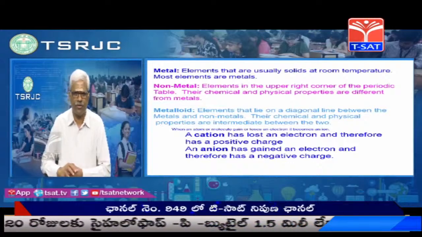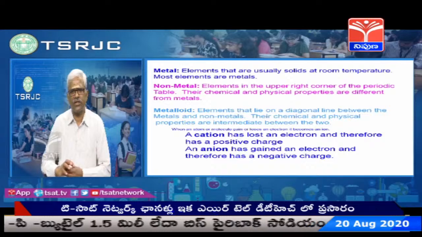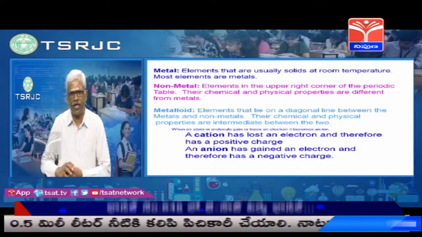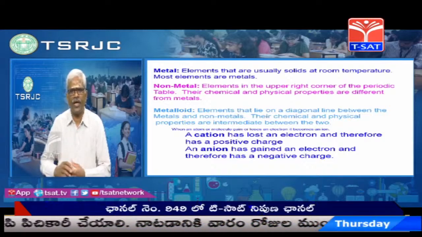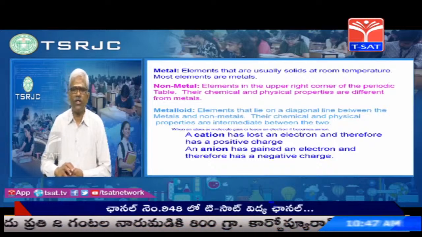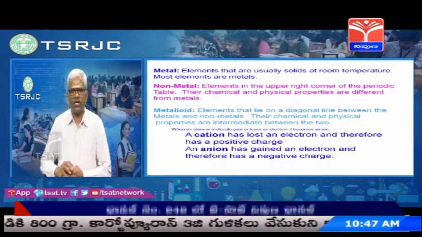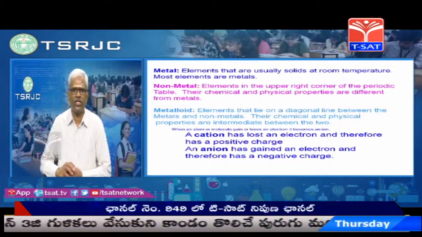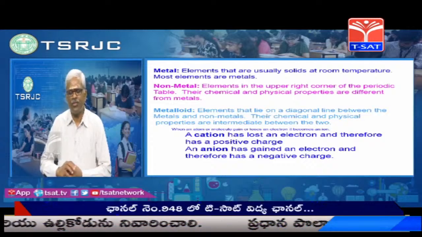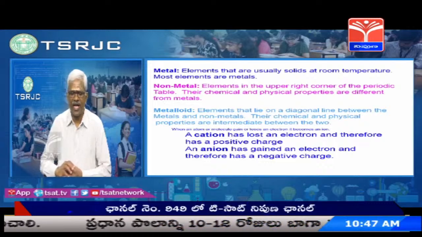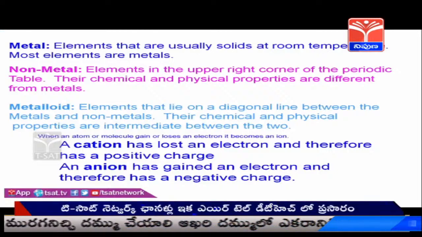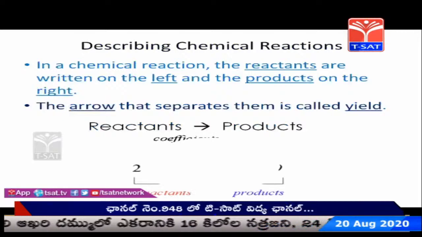For example, mercury. Metal means it is a solid which will make some sound and which can be malleable or ductile. We can make wires from metals. Mercury at room temperature appears to be a liquid, but it is considered a metal. So, some elements which do not have specific metallic properties or specific non-metallic properties are called metalloids.